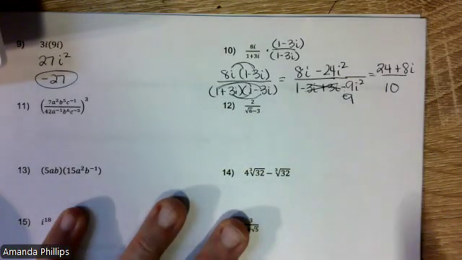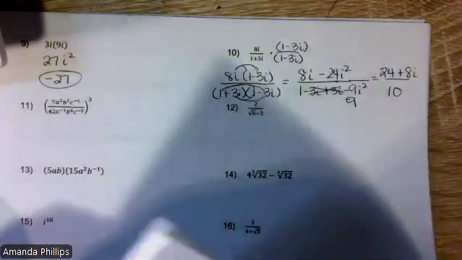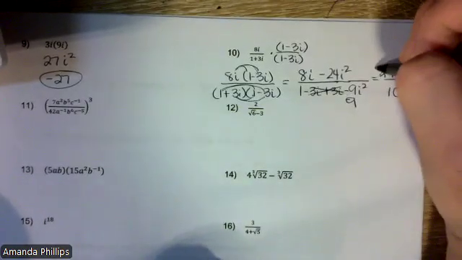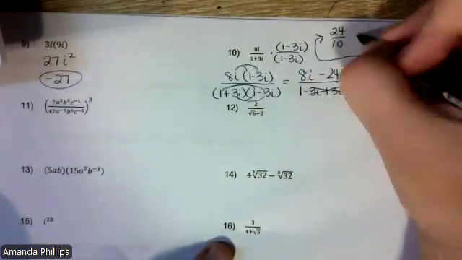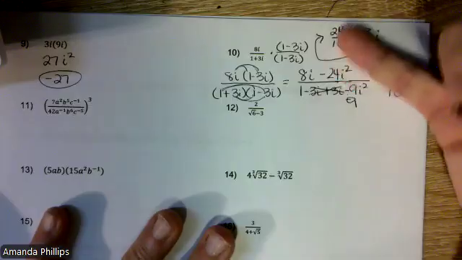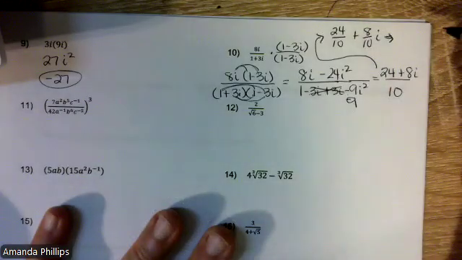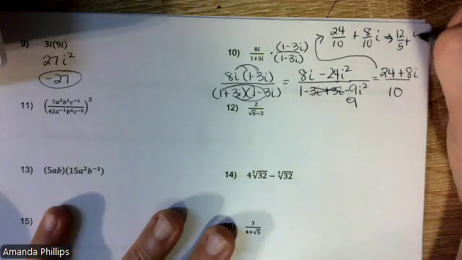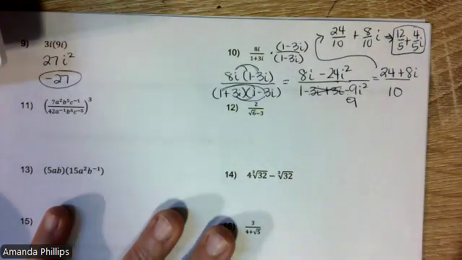There's a plus or minus in the numerator now that we can break apart a little bit more. And so I'm going to look at this as 24. I'm going to come up here because otherwise I'm going to run out of room. Okay, so it's going to be 24 tenths plus 8 tenths i. Now we can simplify that. 24 divided by 10 simplifies to, if I divide by 2, that's 12 over 5. And if I divide by 2, that's 4 over 5. So my final answer is 12 fifths plus 4 fifths i.